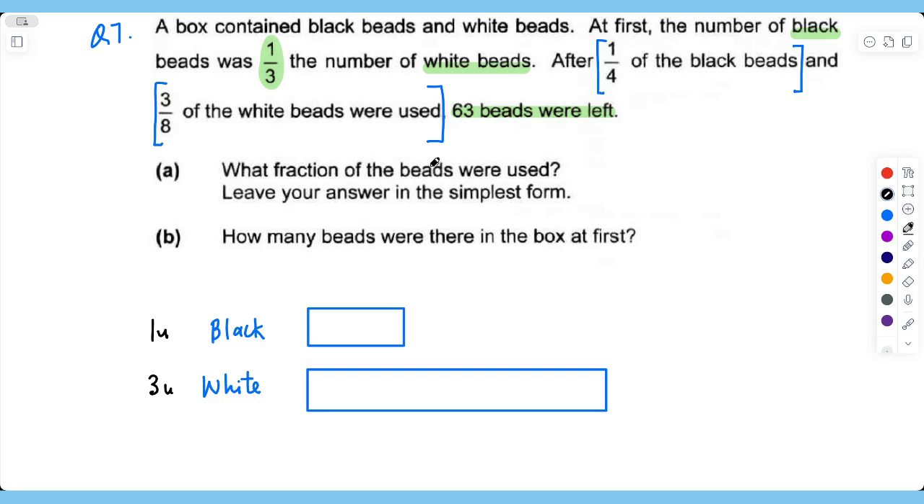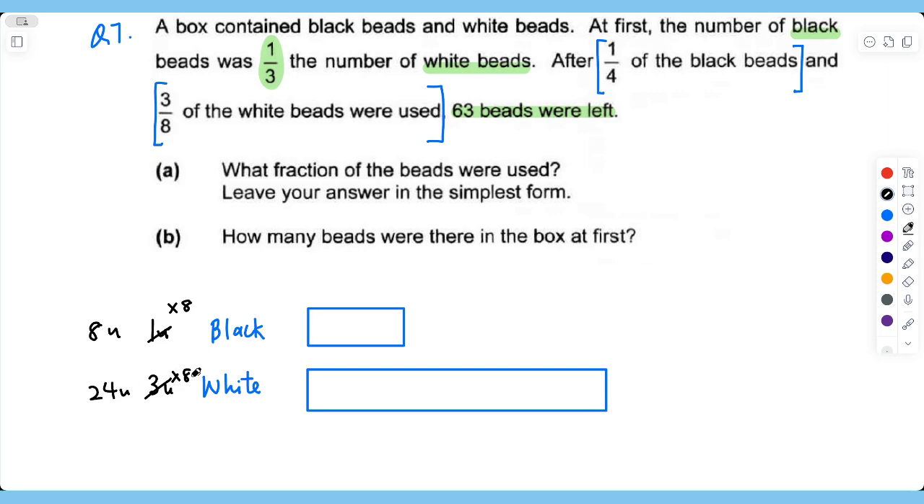That means the total beads containing black and white beads. What fraction of them were used? Since 1/4 of the black beads were used, we need to take away 1/4 from 1 unit. But 1 cannot divide by 4 without giving a whole number. Hence we can times 8, and here we can times 8. That will give us 8 units and 24 units.